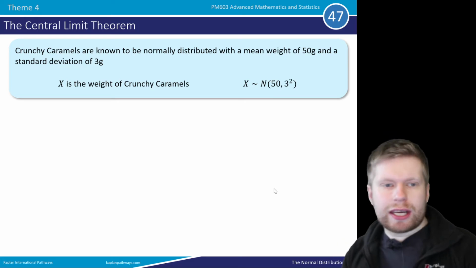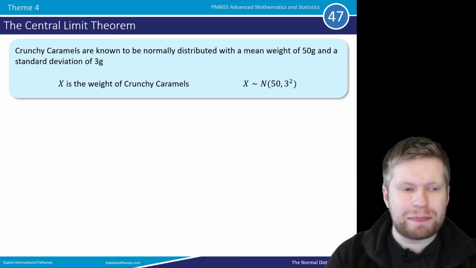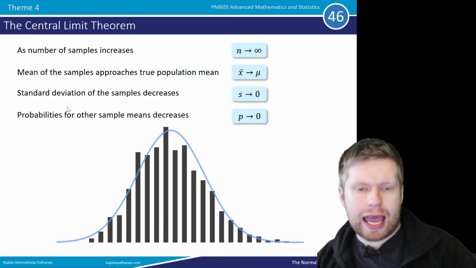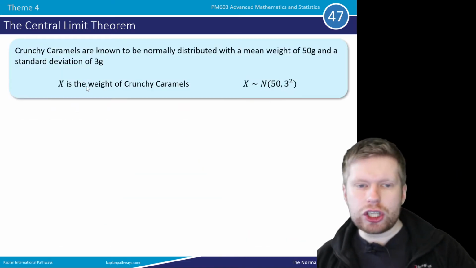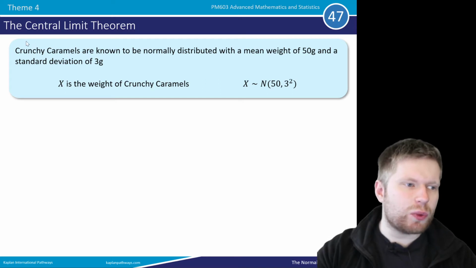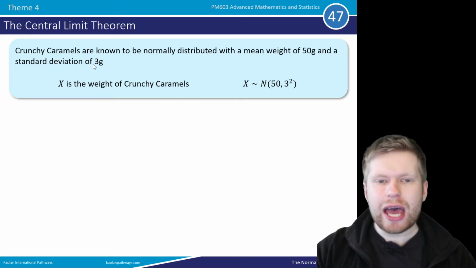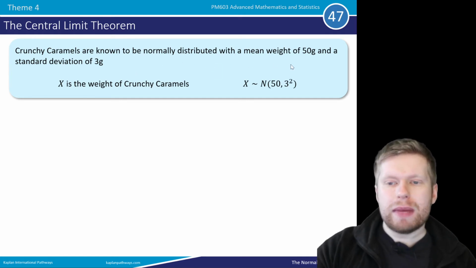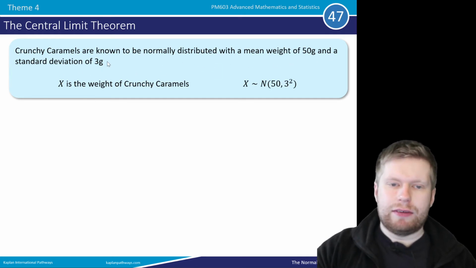So let's actually look at an example then. Now this example is not actually based on the central limit theorem just yet. The next example will be. But effectively you're saying that crunchy caramels, so let's say that we've got a type of sweet, we're going to call it crunchy caramels, and we know that these types of sweet are going to be normally distributed with a mean weight of 50 grams and a standard deviation of 3.